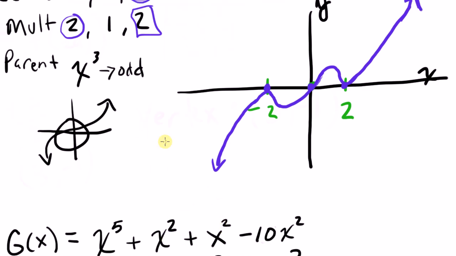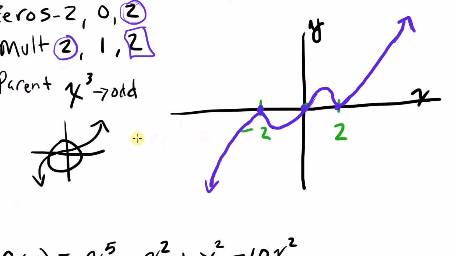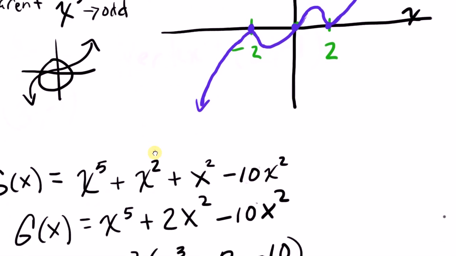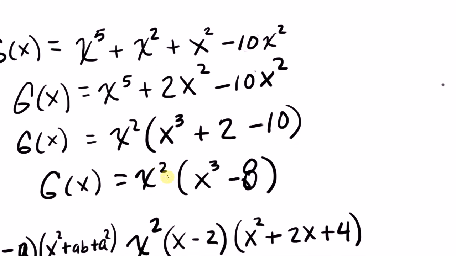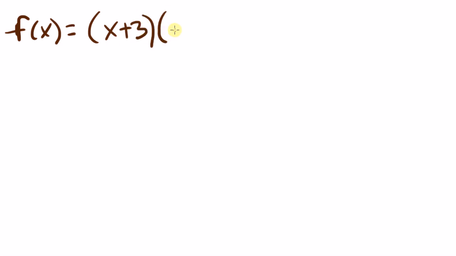Let's see. We've done parabolic, we've done cubic. Alright, so real quick, let's run through a couple more. Okay, so f of x is equal to x plus 3 times x minus 4 times x plus 1. Alright, go ahead and graph that one, and we'll go over it when you get back.